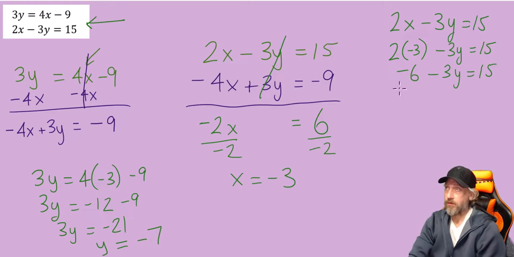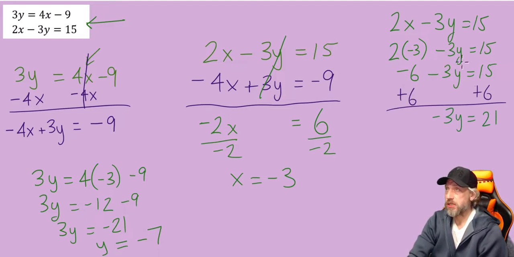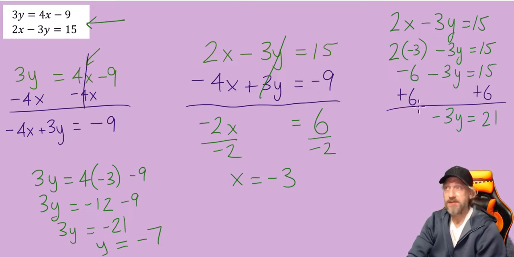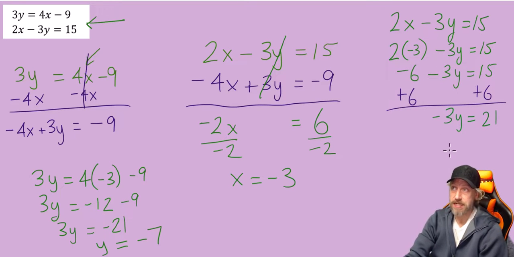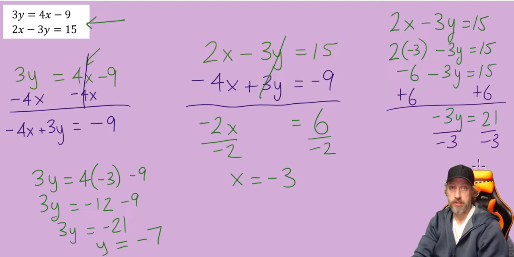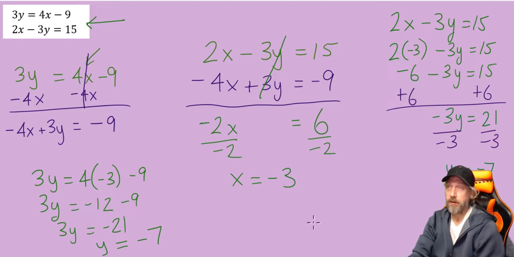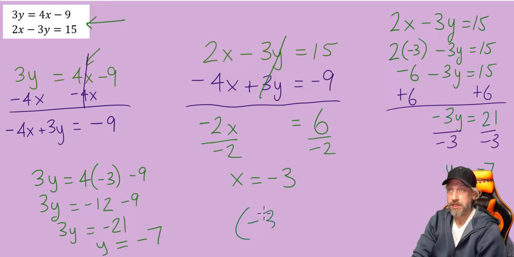Let's get rid of or zero out that negative 6 with a add 6 to both sides of the equation. Be cautious with what we have left over when the 6 and the negative 6 zero out. We still have a negative 3y, and on the right side it equals 21. We'll divide by the negative 3, and we get to the same result. Y equals negative 7. So we have our solution to this system. X equals negative 3, y equals negative 7.